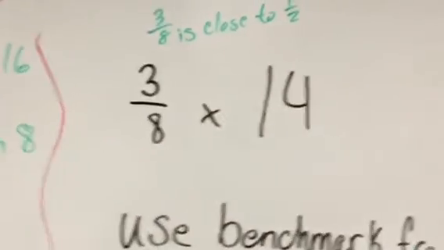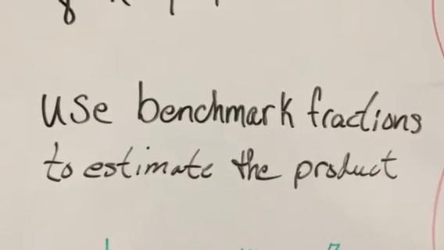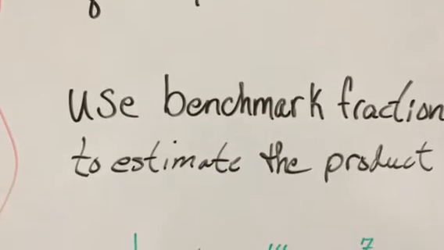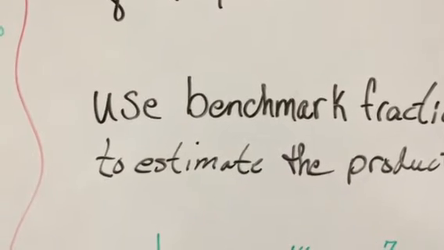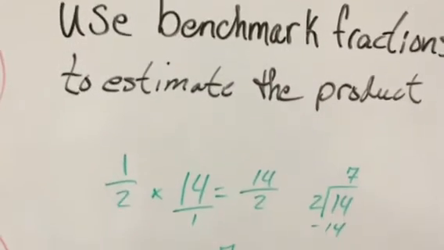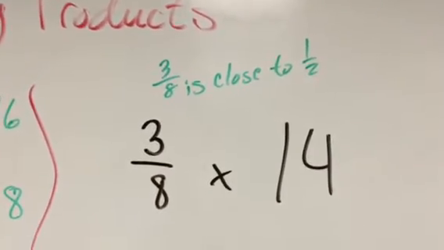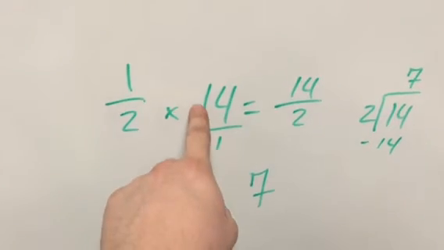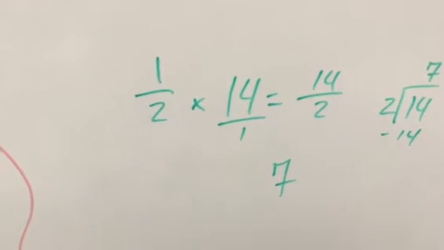The second strategy takes that same 3/8 times 14, but instead uses benchmark fractions to estimate the product. Remember, benchmark fractions are fractions that are easily identifiable, or if you were to look at a picture, you could easily see that it is either 1/2 or 1/4 or 1/3, something like that. So in this example, I thought 3/8 is close to 1/2. So instead of having 3/8, I changed it to 1/2 times 14. Once again, I put 14 over 1 to make it into a fraction.